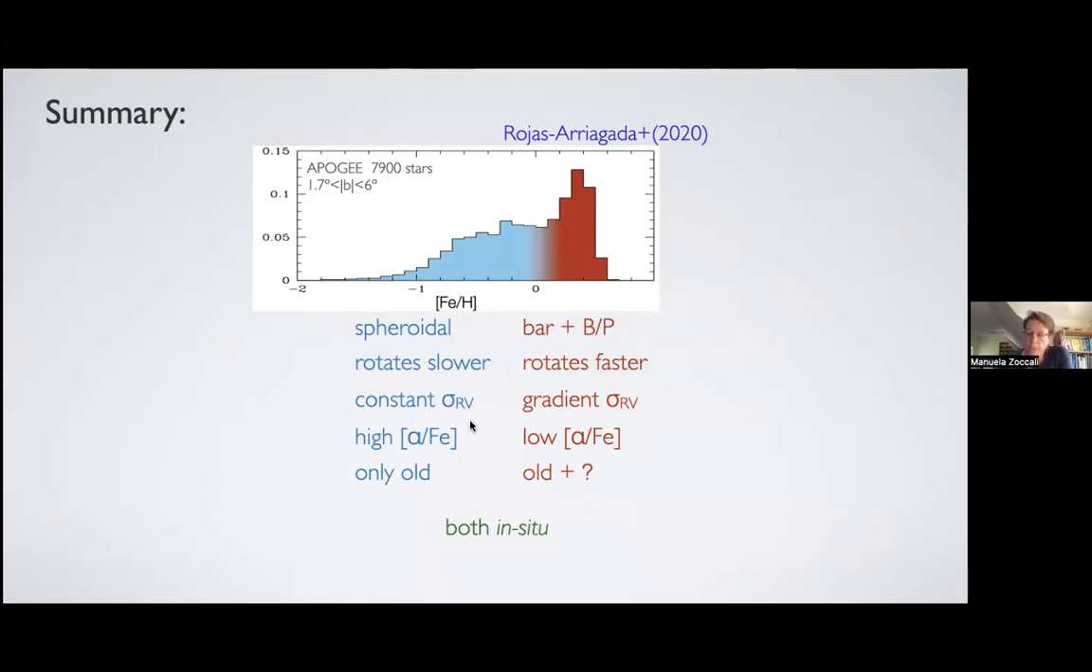And the metal poor ones are only old. We all agree on that. While the metal rich ones are also old, but we couldn't agree yet on whether there are also some young or intermediate age stars or not. Apparently, so far, we can reproduce both, at least qualitatively, with models without invoking any classical bulge. So both formed in situ from disk stars.